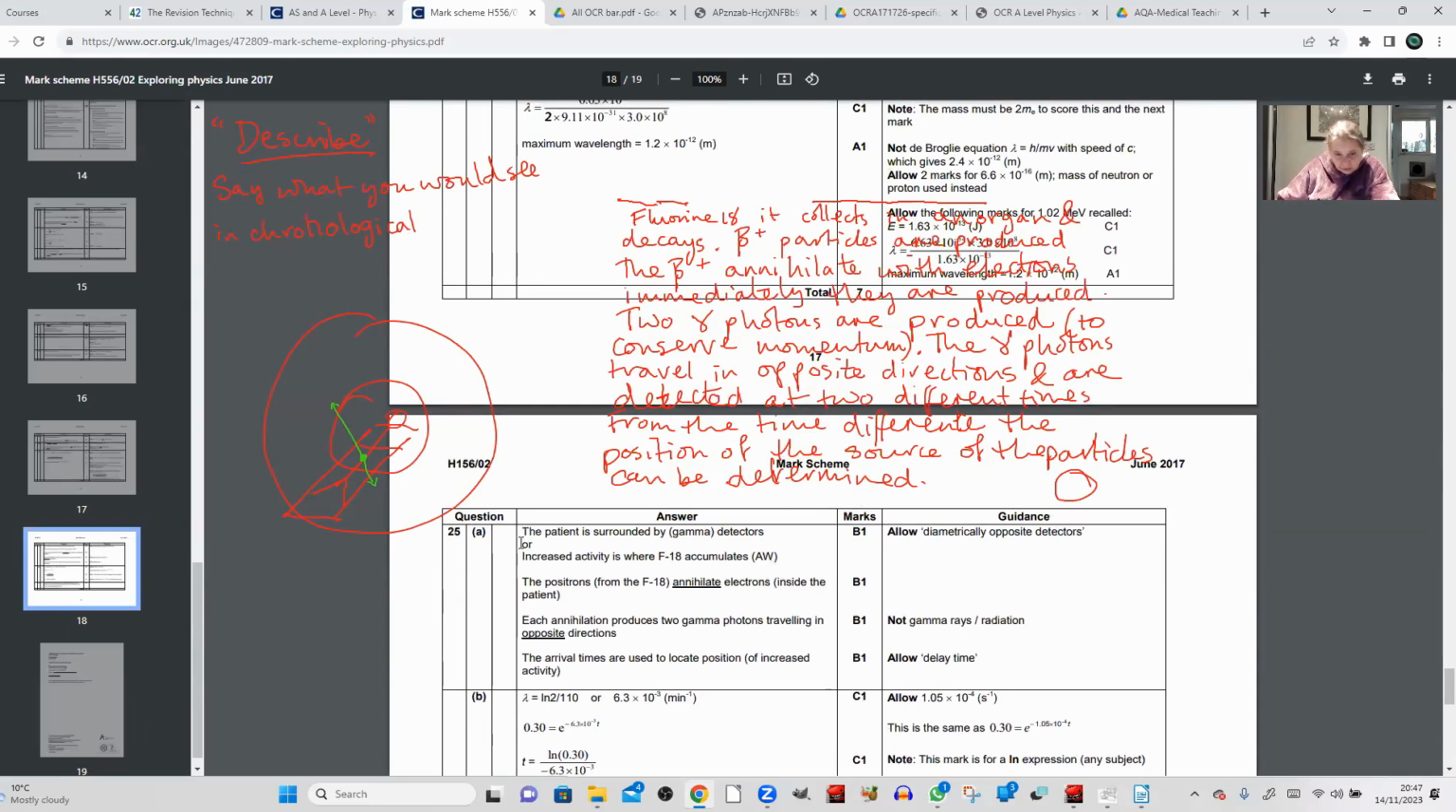So question 25A, the patient is surrounded by gamma detectors. I didn't mention that, although I did draw it to explain what's going on. Increased activity where the fluorine-18 accumulates, and then the positrons annihilate. Each annihilation produces 2 gamma photons traveling in opposite directions. The arrival times are used to locate positions. So you can see the 4 points that they want you to use there.